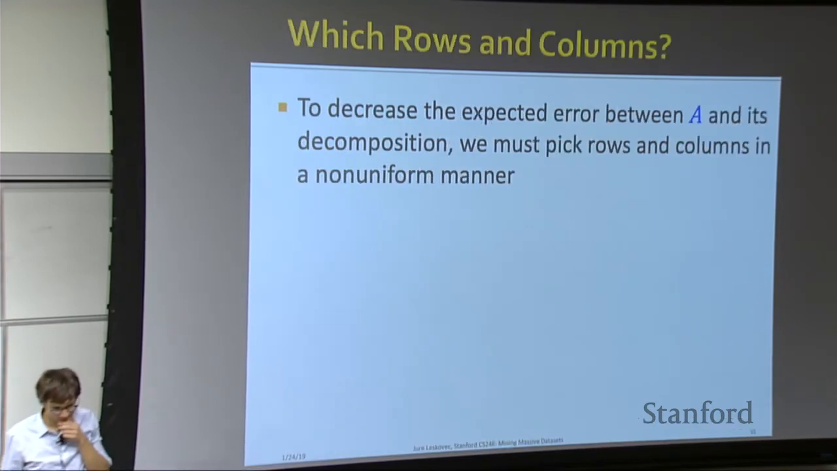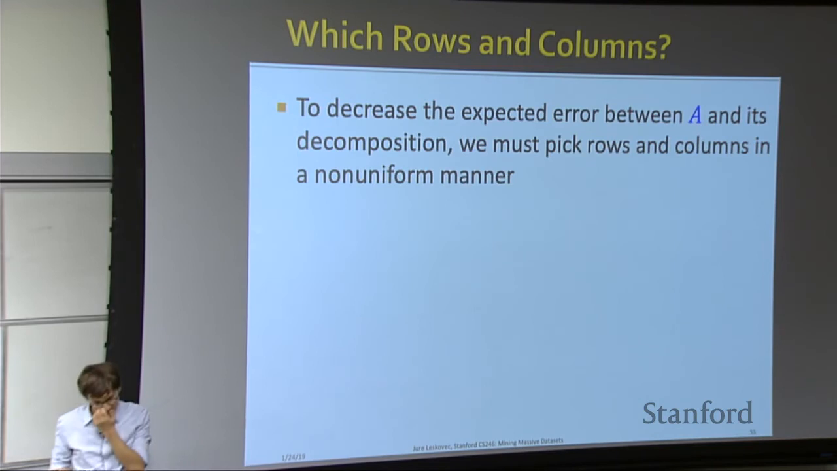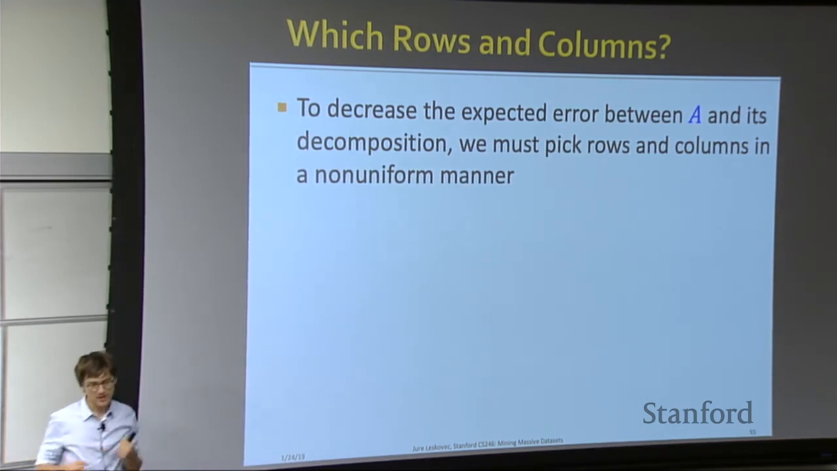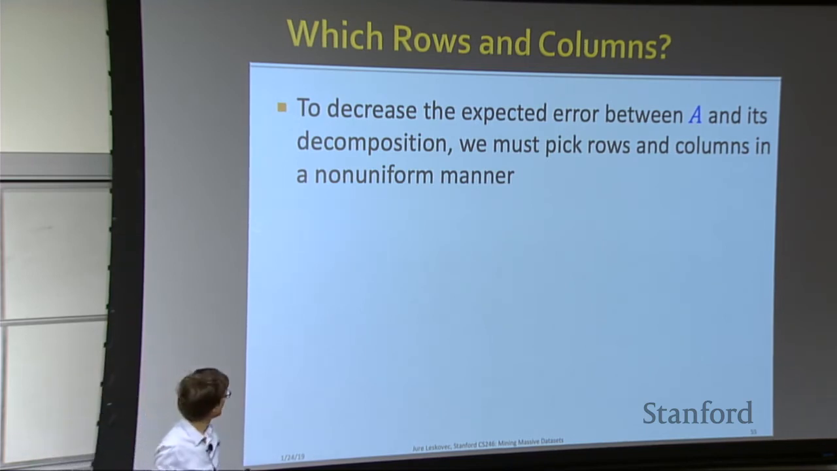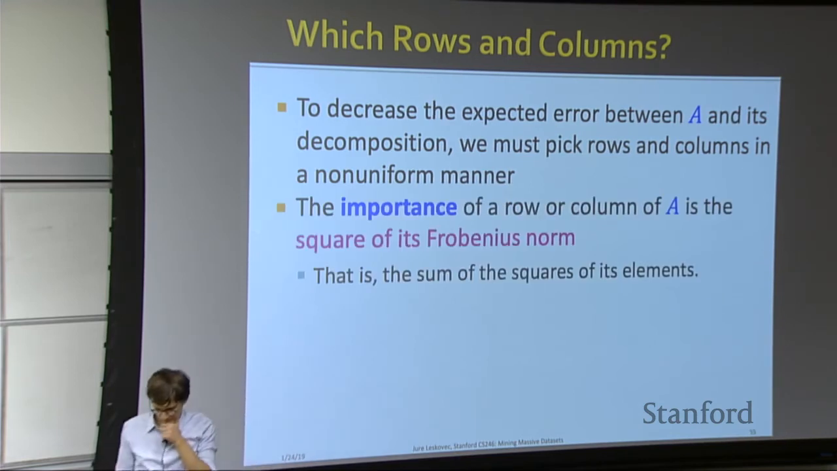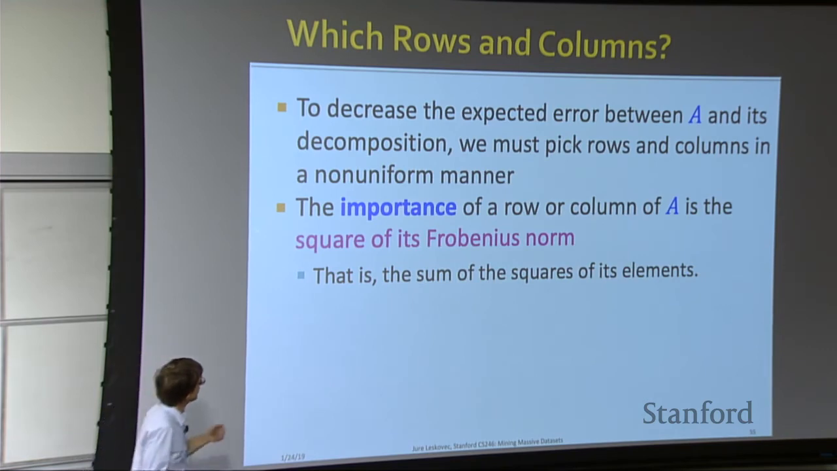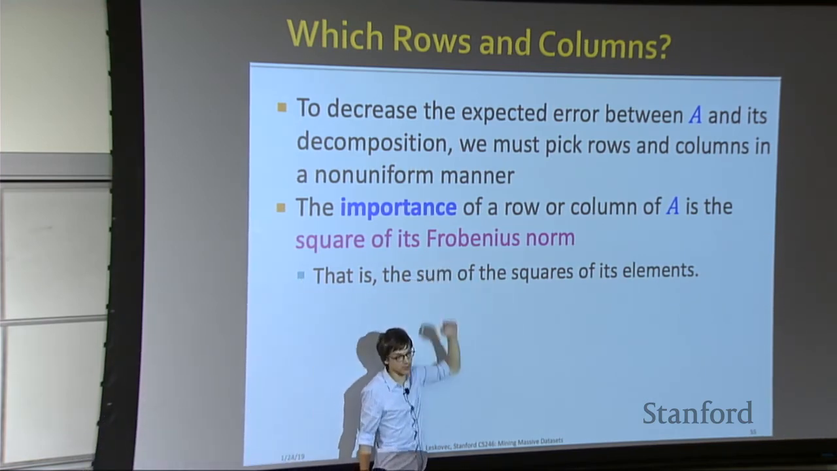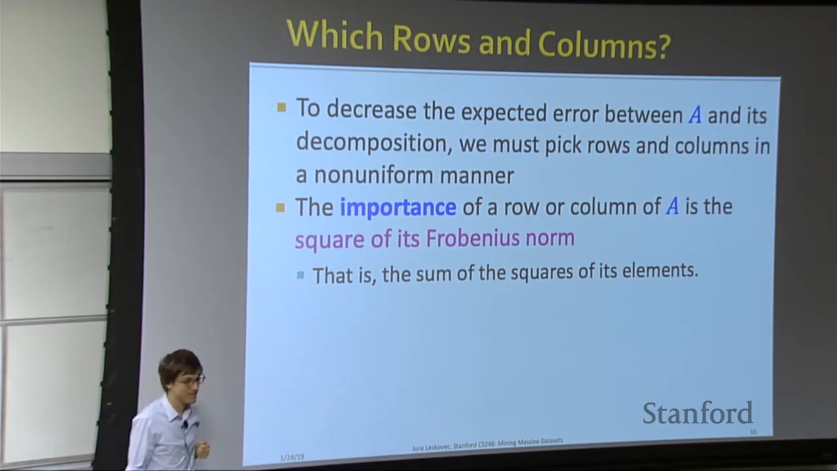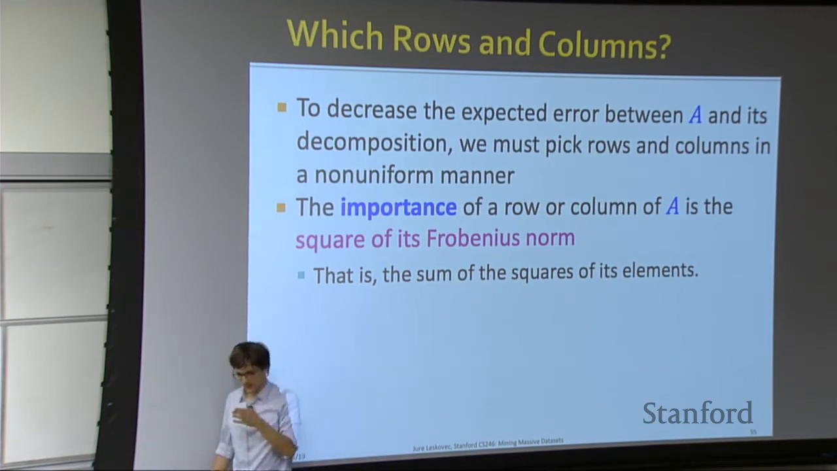Okay, good. So how do I sample rows and columns? The idea is we want to decrease the amount of error between A and its decomposition, right? And in order to do this, we must select these rows and columns in a non-uniform way. And the way we'll do this is that we will compute the importance of a row to be the square of its Frobenius norm. So for a given row, you just take the values, square them, and sum them up. Okay? So this is the sum of the squares of the elements of a given row or of a given column.